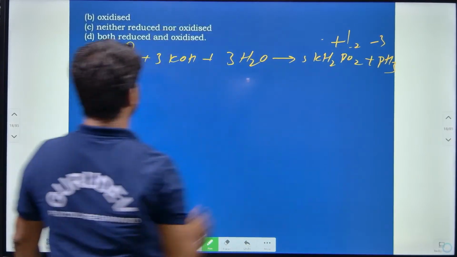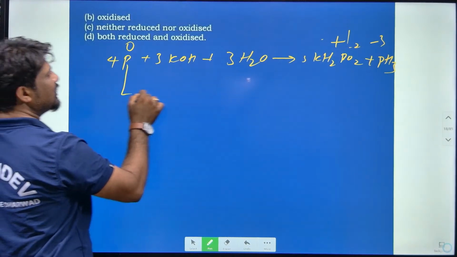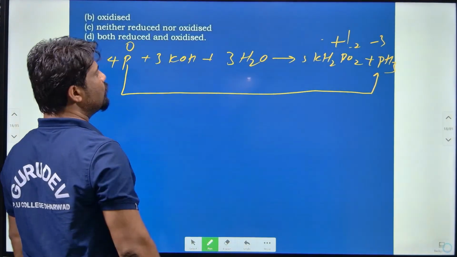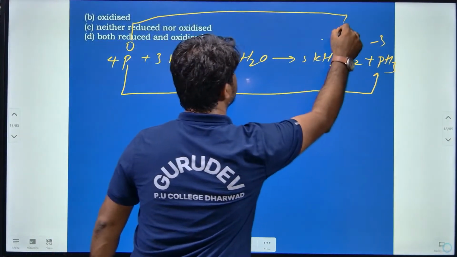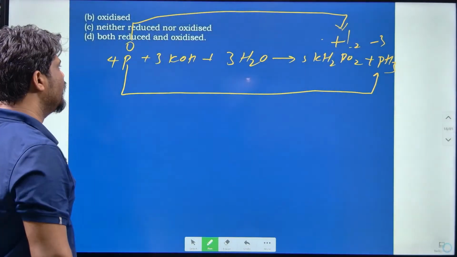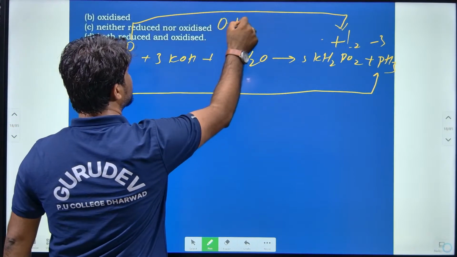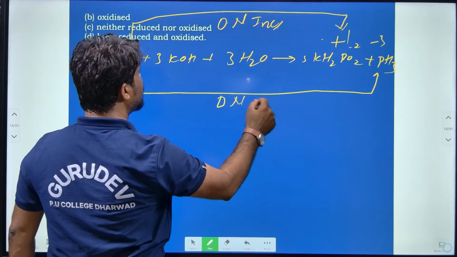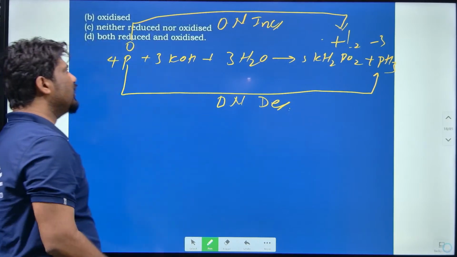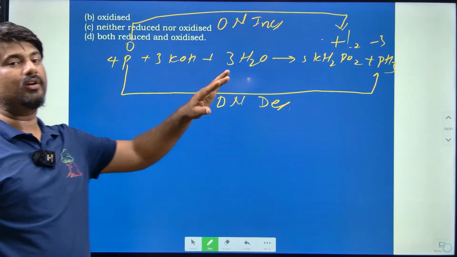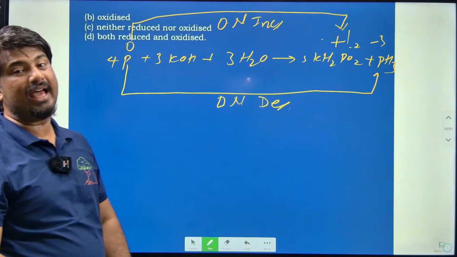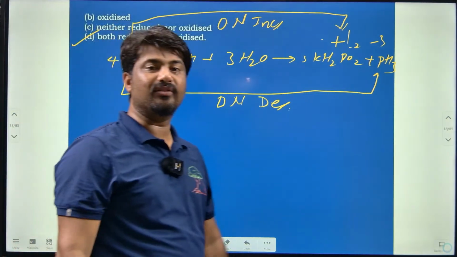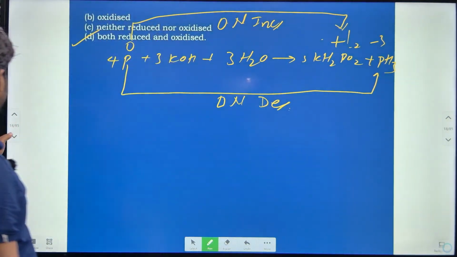Dear all, it's very clearly evident that when the phosphorus undergoes reaction, its oxidation changes from 0 to minus 3 and also from 0 to plus 1. Here the oxidation number increases, here the oxidation number decreases. This indicates phosphorus undergoes both oxidation as well as reduction. Hence option D is the right answer for the question.